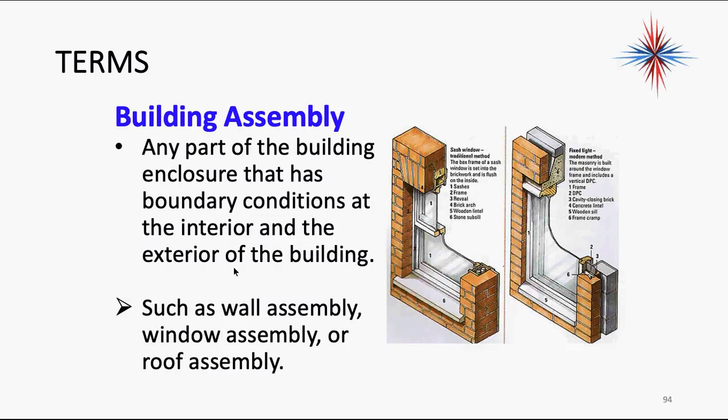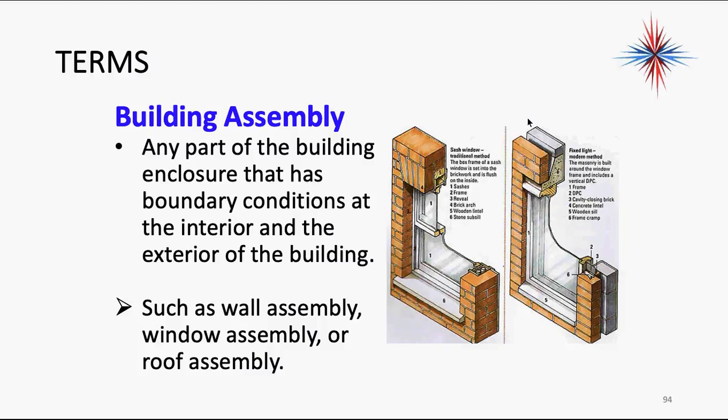Building assemblies are any part of the building enclosure that has a boundary condition at the interior and exterior of the building. In other words, a building assembly is what's in the wall or in the window. It's what puts it all together, such as a wall assembly, a window assembly, or a roof assembly.